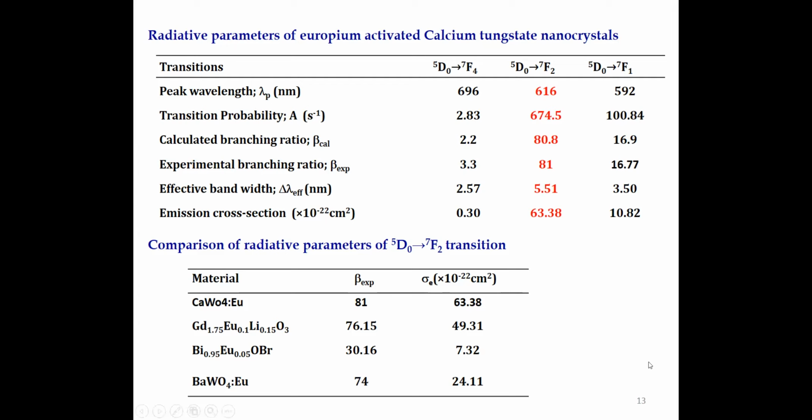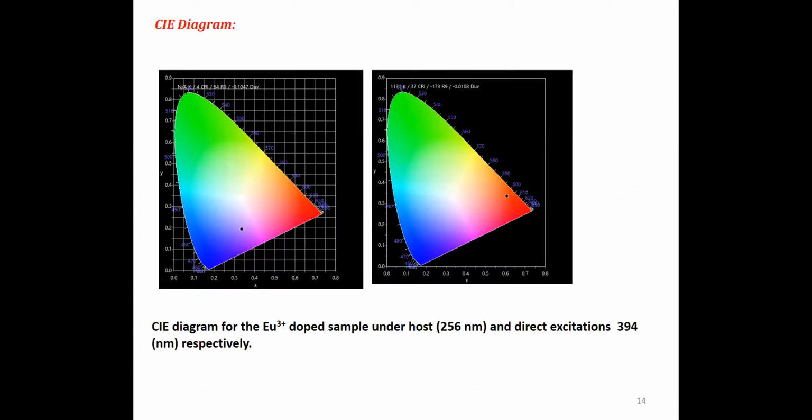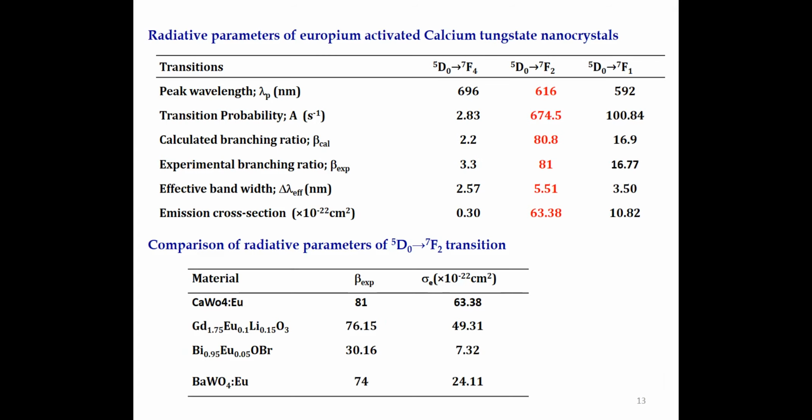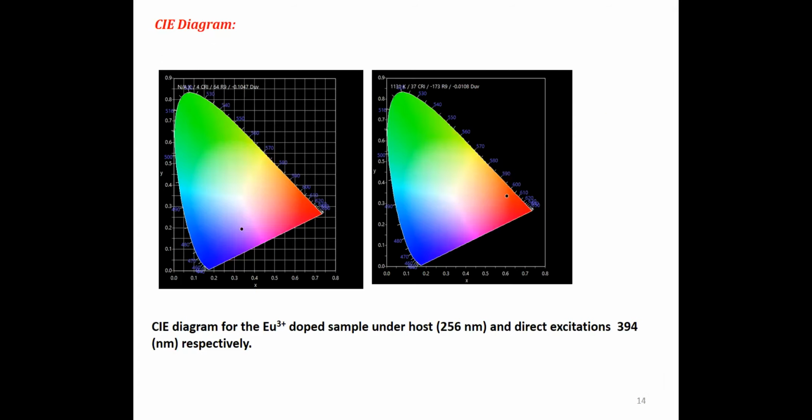And we have compared the radiative parameters of this particular transition with other reported europium doped materials, and from this table we can see that we have obtained almost comparable and high values of all the radiative parameters for this europium doped calcium tungstate compared with the other reported materials. These are the main conclusions of the theoretical analysis. Okay, next slide, please.